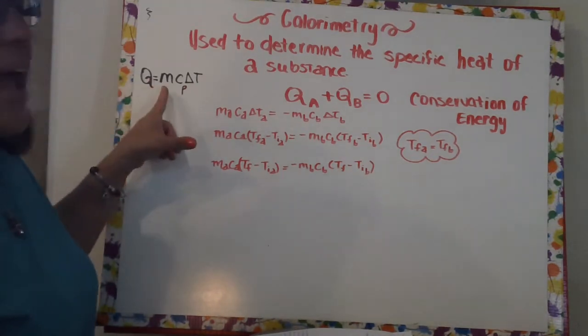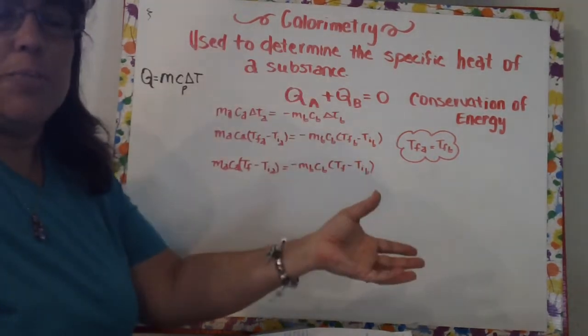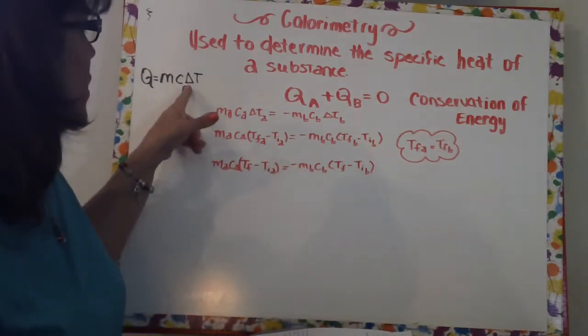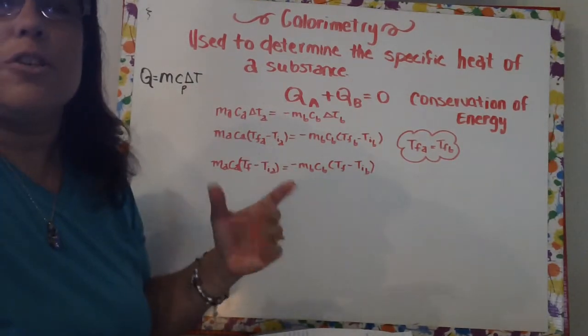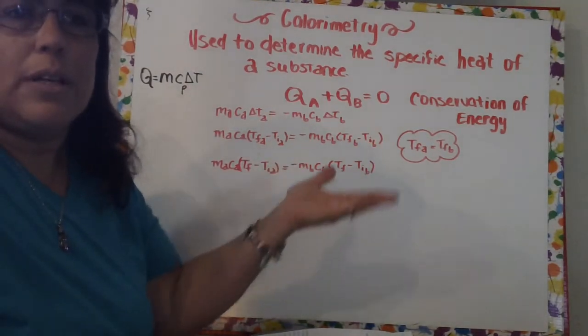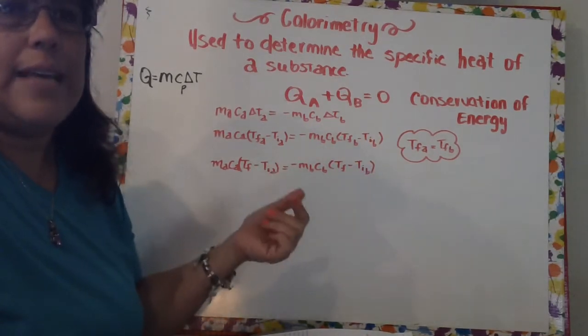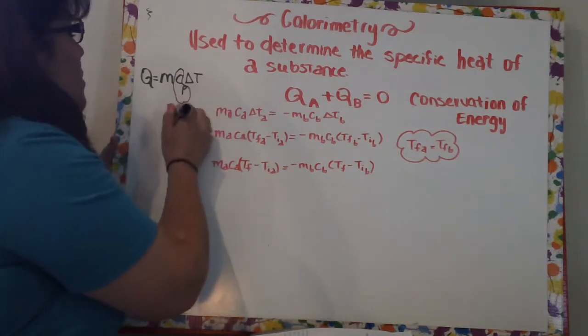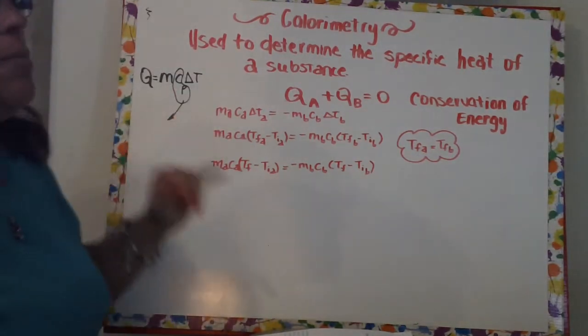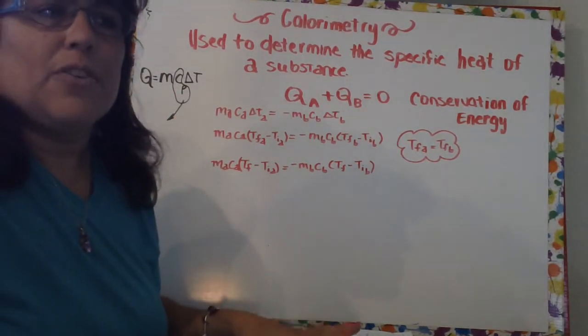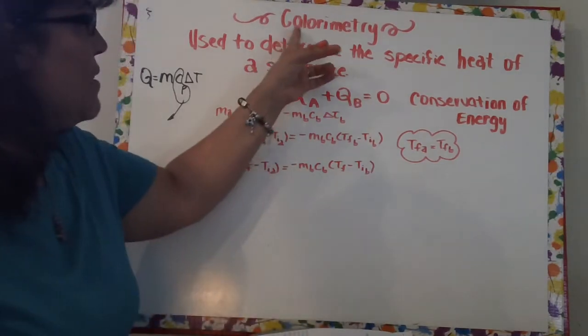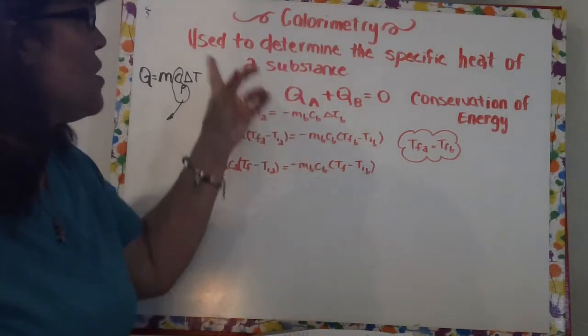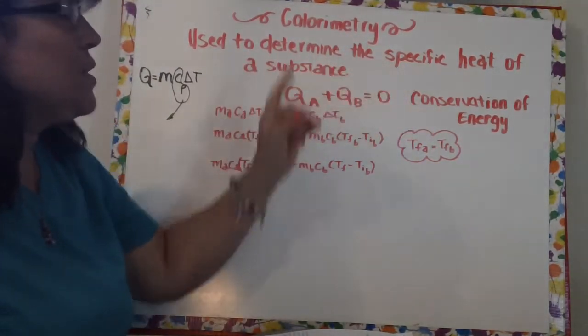Well, the mass we can measure. We can take the object, put it on a scale and measure it. We can also measure the change in temperature by taking a thermometer and measuring what the change is when heat is added. But this value right here is a non-measurable variable. And so for us to be able to figure that out, we have a science called calorimetry that allows us to determine the specific heat of a substance.